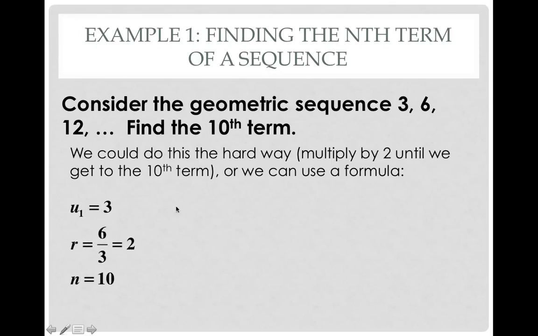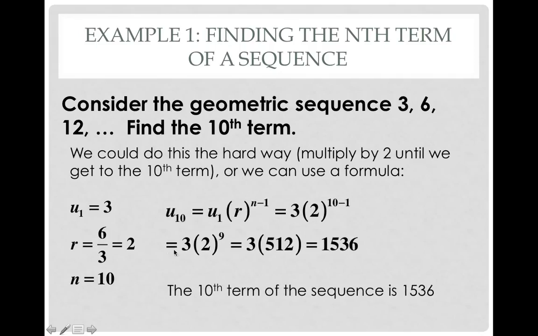So let's use the formula. We can see the first term is 3 here. The common ratio is the second term divided by the first term, and that gives us 2. And we're looking for the 10th term. So if we substitute all these values into our formula, first term's 3, common ratio is 2, we have to do the 10 minus 1 power.